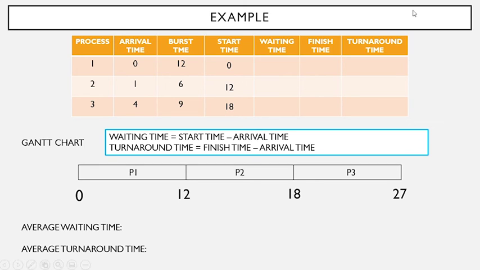Next is the waiting time. Before we get the waiting time, we first need to write the formula. Here is the formula: waiting time equals start time minus arrival time. The start time of processor number 1 is 0 and its arrival time is 0, so 0 minus 0 equals 0. For processor number 2, the start time is 12 and its arrival time is 1, so 12 minus 1 equals 11. For processor number 3, the start time is 18 and the arrival time is 4, so 18 minus 4 equals 14.